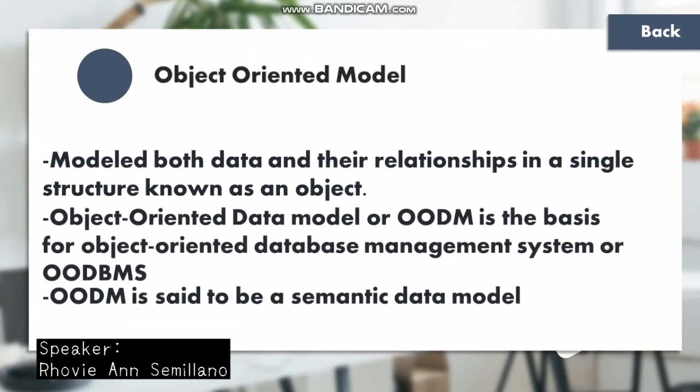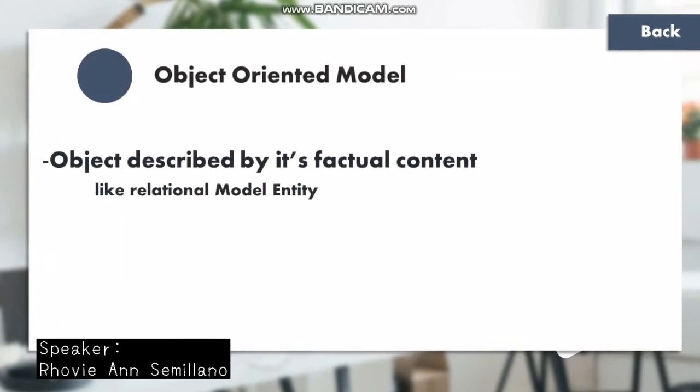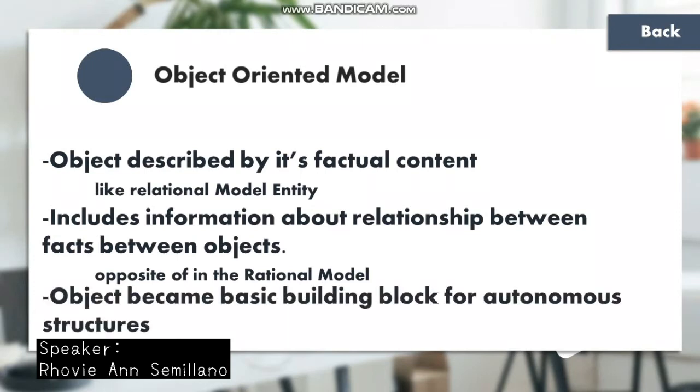Object-oriented model models both data and their relationships in a single structure known as an object. Object-Oriented Data Model, or OODM, is the basis for the Object-Oriented Database Management System, or OODBMS. OODM is said to be a semantic data model, an object described by its factual content, like a relational model's entity. It also includes information about relationship facts between objects, opposite of the relational model. The object becomes the basic building block for autonomous structures.